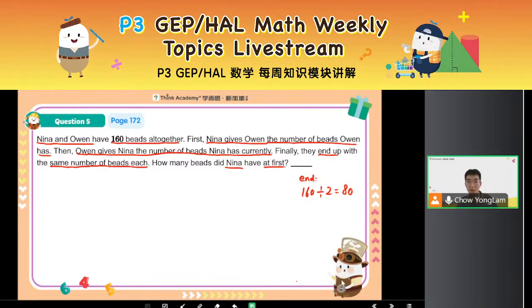All right, so we know the ending is 80. Let's figure out what are the events that happen. Now, there's another difference here, right? Previously, we only drew one train diagram. But here, do you think it's enough to only draw Nina? I mean, I want to find Nina's number of beads, but is it enough to draw for Nina only?